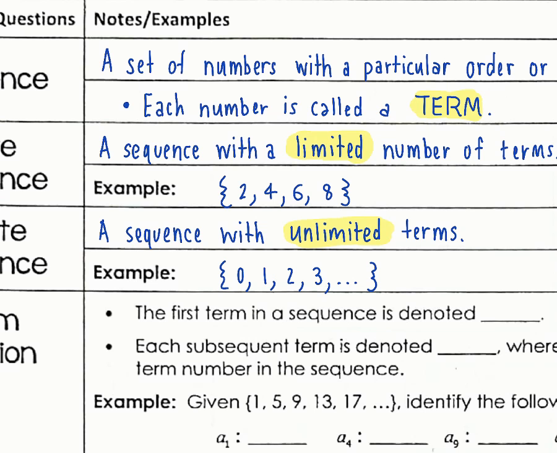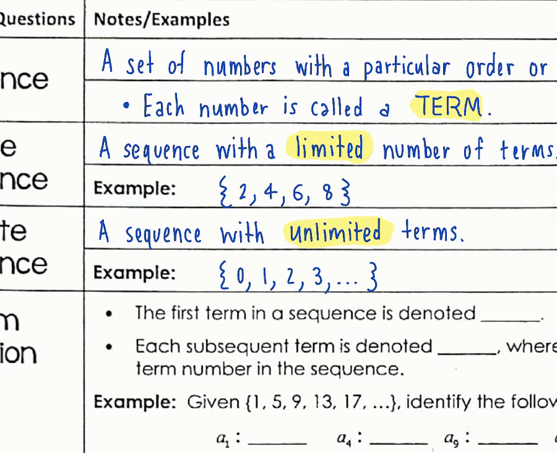It's only talking about that specific sequence. But if you look at the second set, what does it do at the end? How do you know it keeps on going? The dot, dot, dot, saying, hey, it's going to keep on going. So finite versus infinite. Again, most of the sequences that we're going to talk about in here are infinite. They just keep on going.